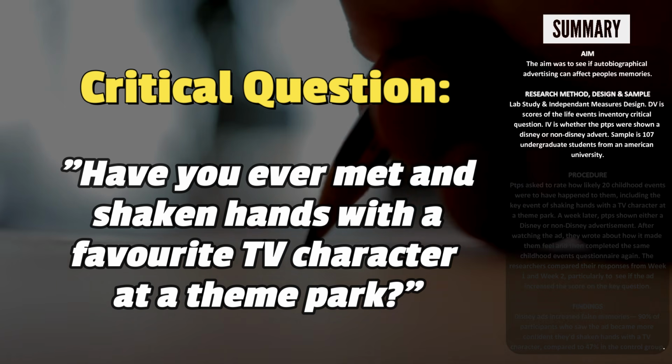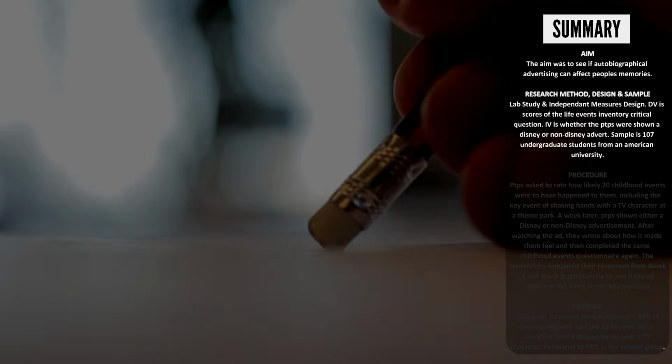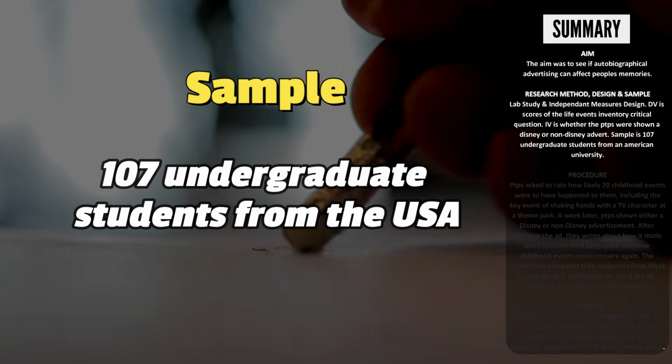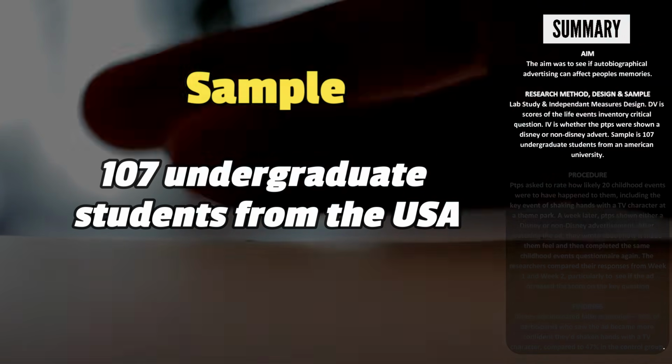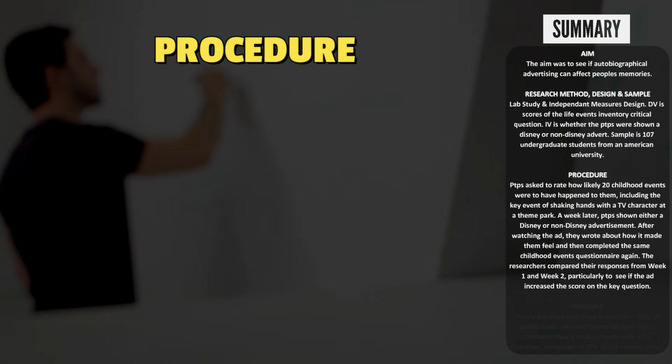Now, if everything's a bit confusing so far, bear with me. I'm going to go through it step by step. So what did they do? Well, they took 107 undergraduate students, university students, from a Midwestern university in America. All of them were American. So what did they do?